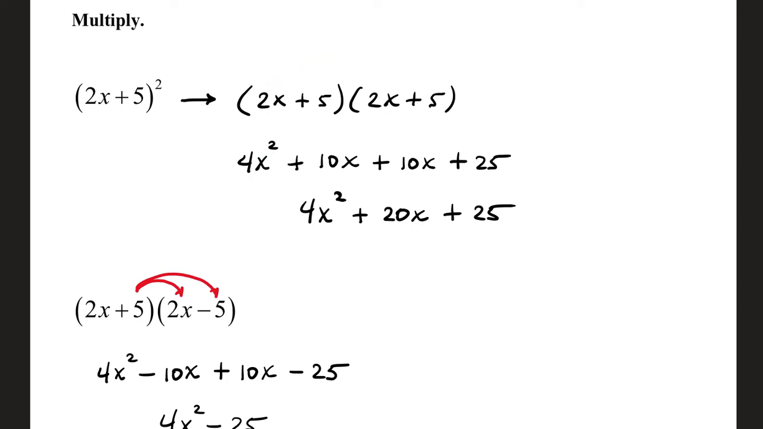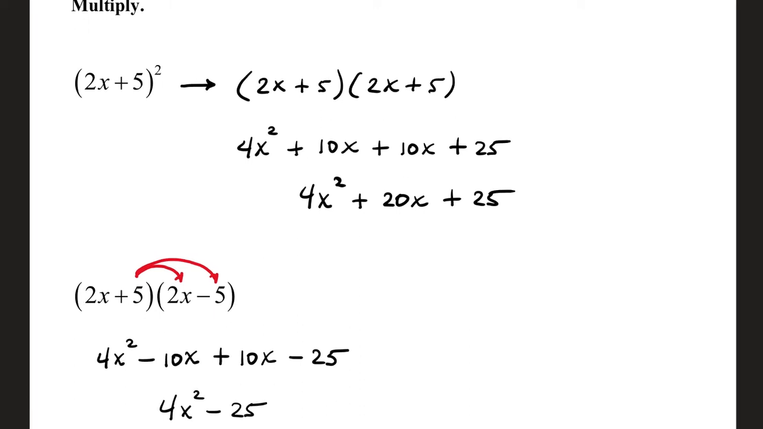2x times 5, that's 10x. Then you switch to your other term, 5 times 2x, that's 10x. 5 times 5, that's 25. The two terms in the middle are like. 10x plus 10 more x's, that's a total of 20 x's, and that is your product.